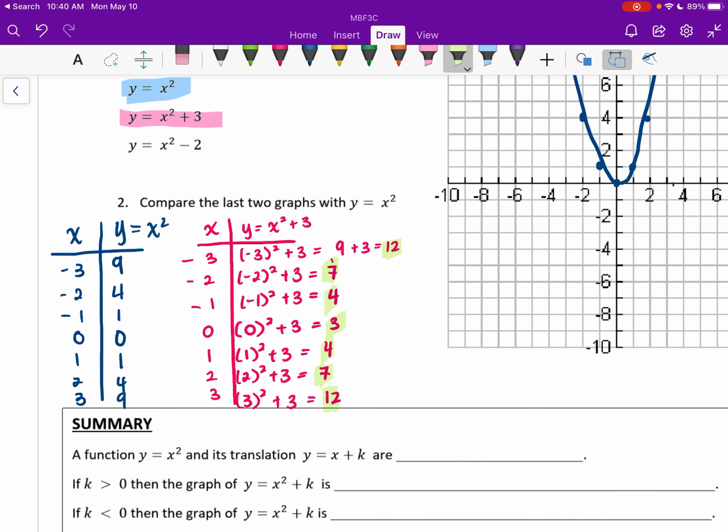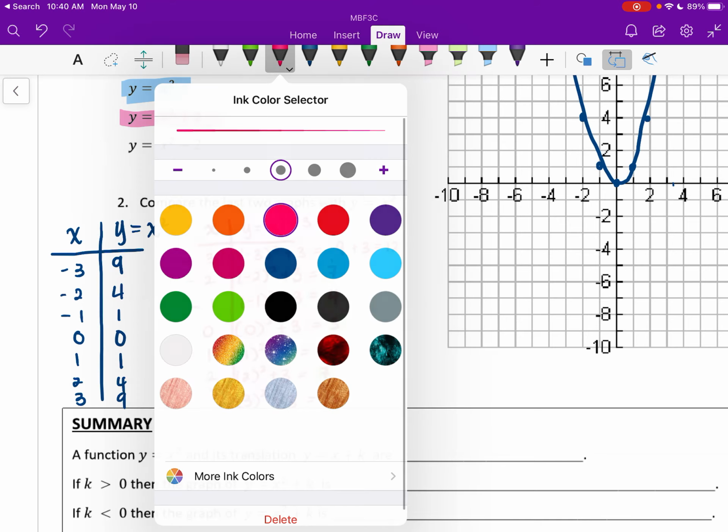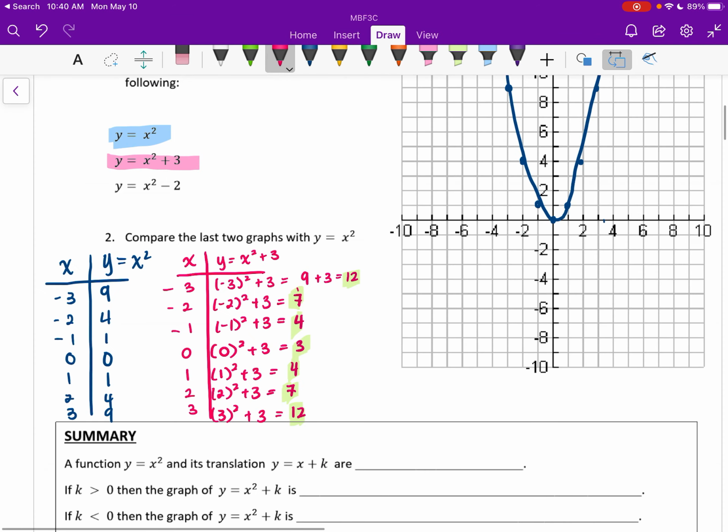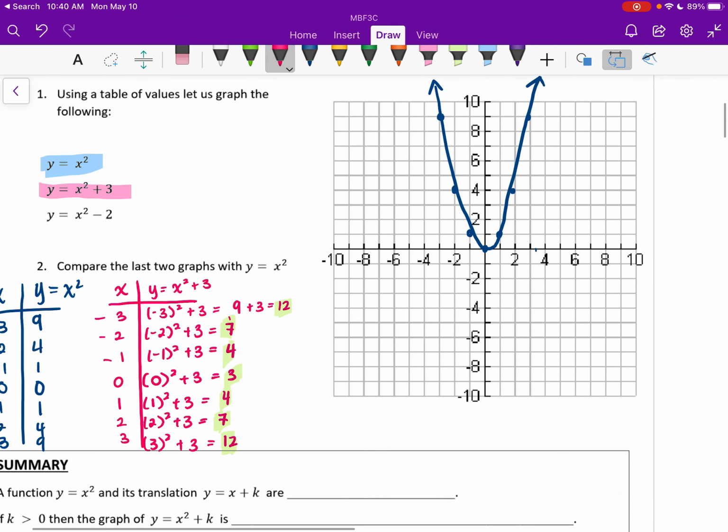So x here is -3. So the x's actually stay the same. I'm just going to go up to -3, and it's at 12. And 12 is off the chart, so I'm not going to put it in. And then -2 is going to be 7, so I'm going to drop my -2 at 7. Right? -1 is going to be at 4, so I'm going to go to -1, go to 4 and put the point there.